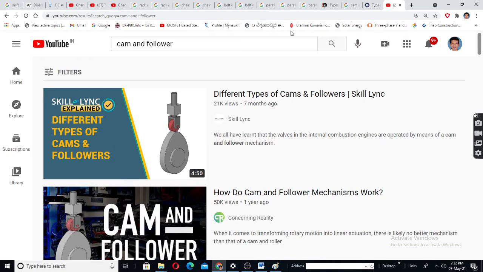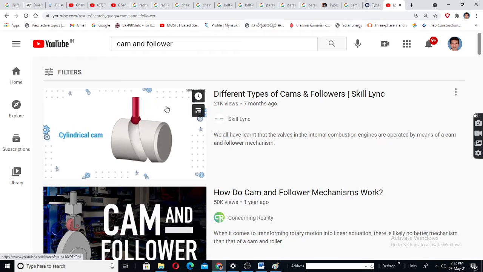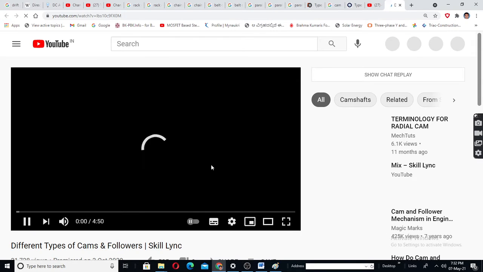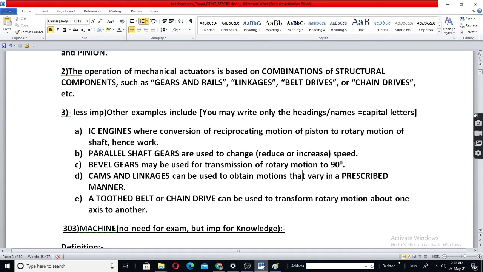Let us see some examples. For example, say there is a cam and follower. IC engines convert reciprocating motion.